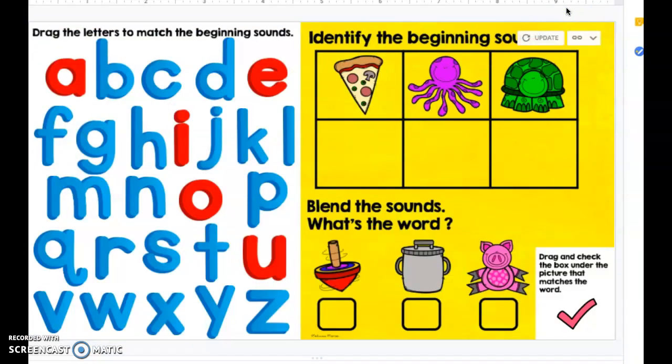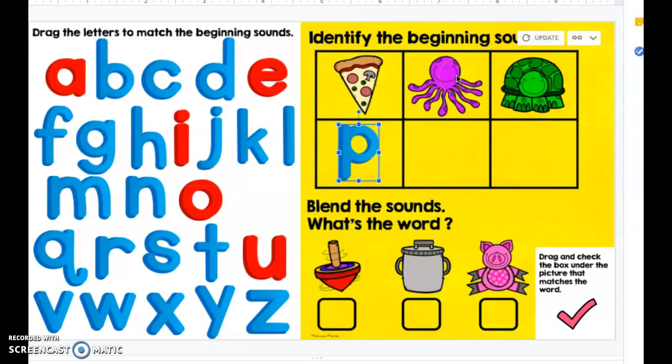Okay, now that we have heard the vowels and their sounds, we're going to practice making a CVC word. So the first thing we're going to do is look at these three pictures and decide what is that beginning sound that we need. So let's do this one together. This is pizza. P, p. So what letter makes the P sound? If you said P, you are correct.